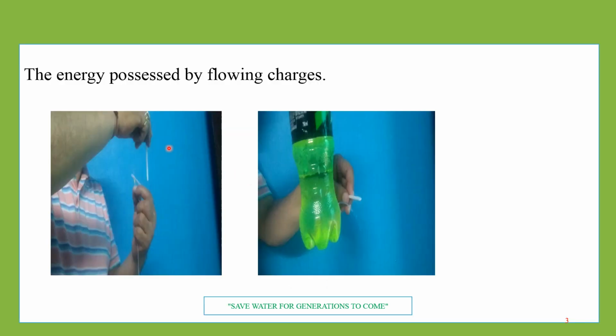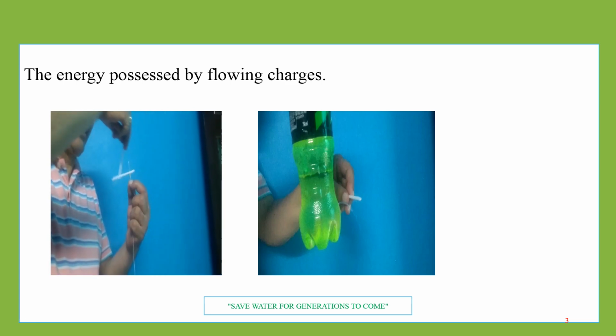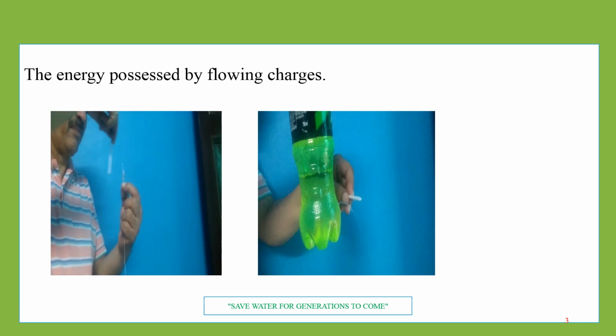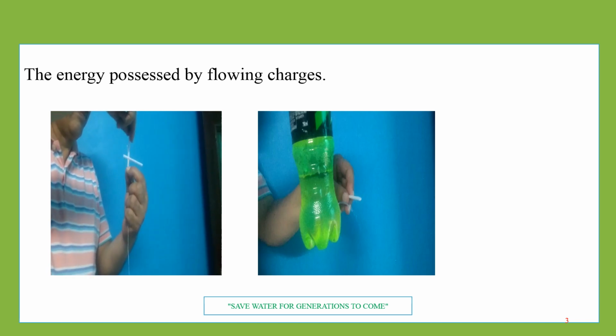Now, what do we say? Energy possessed by flowing charges is known as electricity. Here, some activities, these two activities we can see. In this activity, I have taken these straws from a Fruity, which you drink, which you enjoy. So I have taken these two straws of Fruity.